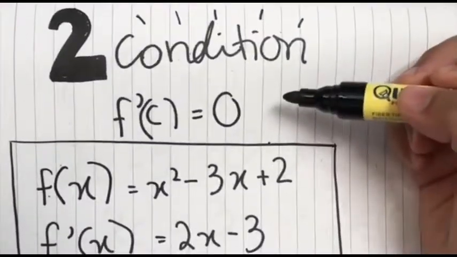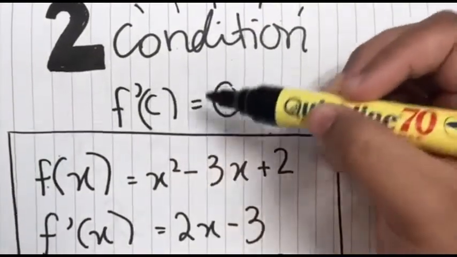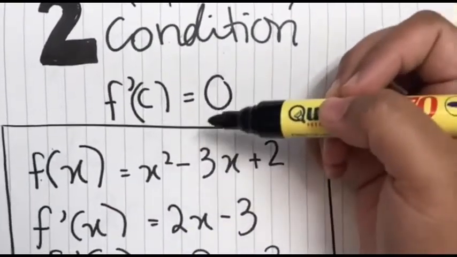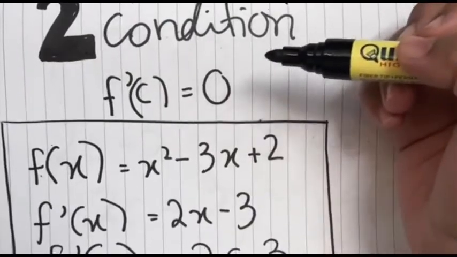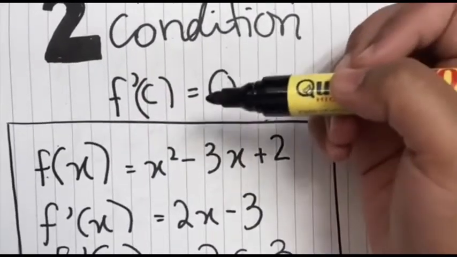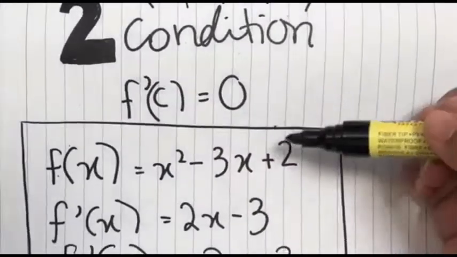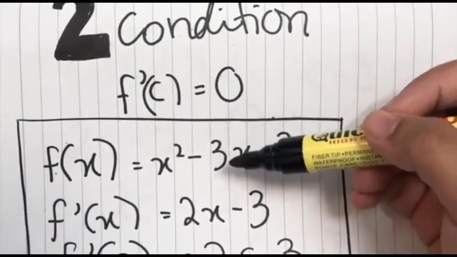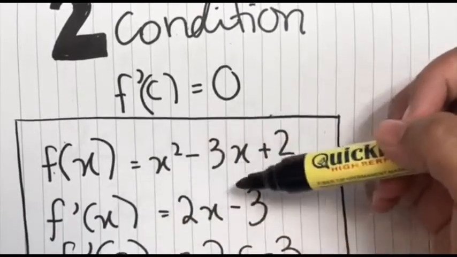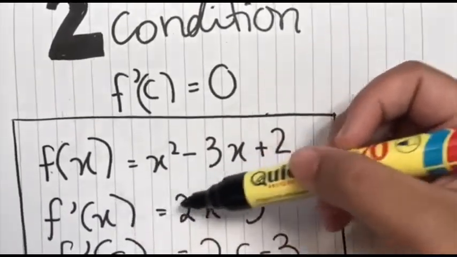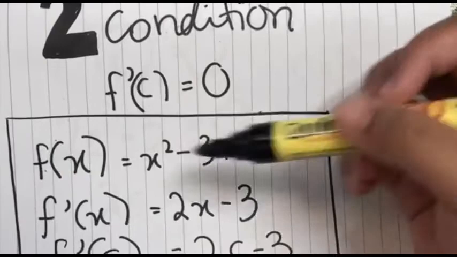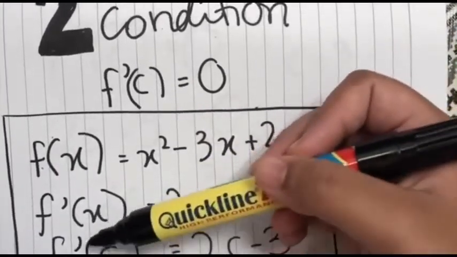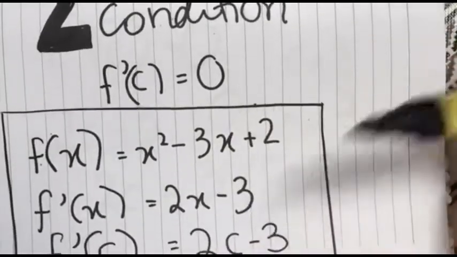For those who didn't know, f'(c) is actually the same as f'(x), which is the differentiation of f(x). So now the function needs to be differentiated. After we get f'(x) = 2x − 3, replace the x with c. So we get f'(c) = 2c − 3.